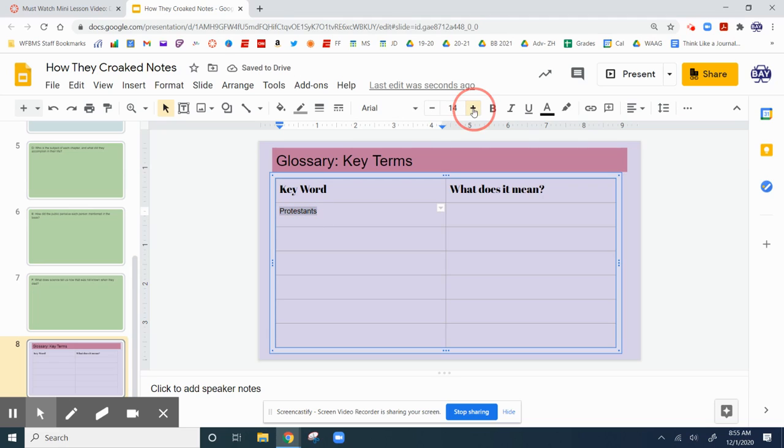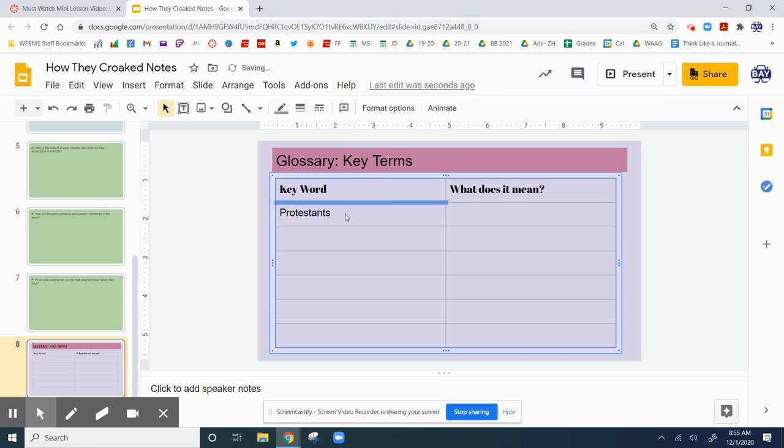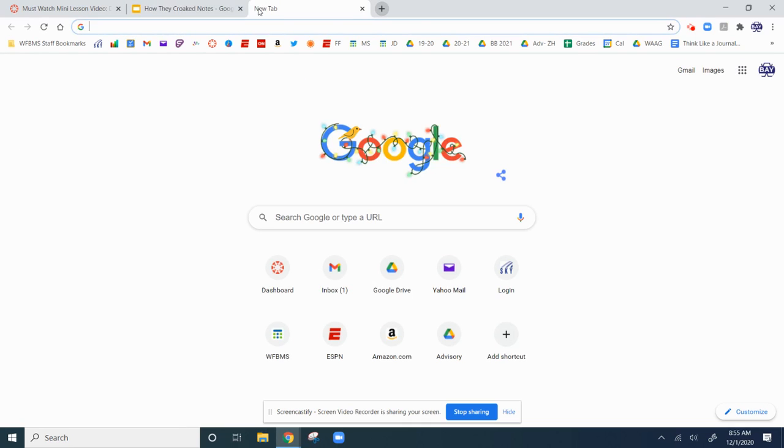Might make this a little bit bigger. And so what does it mean? And this is where I can maybe do a little bit of research to better understand what exactly means in the context of my book. So an extra Google search might help you here.